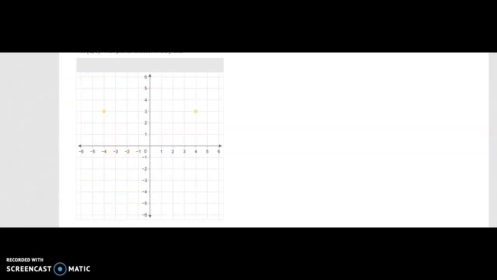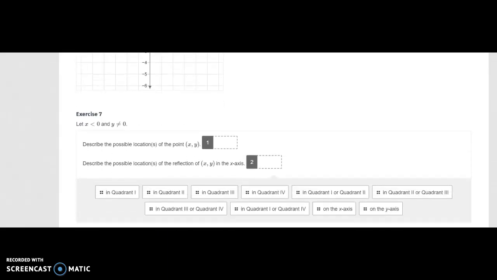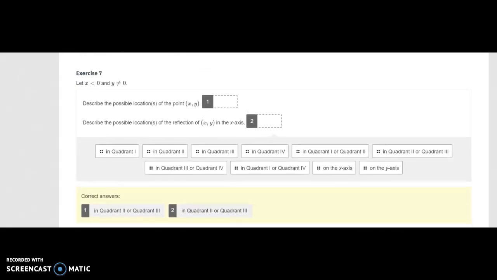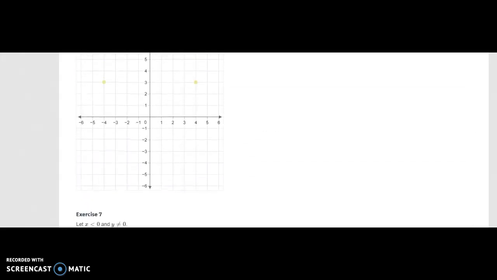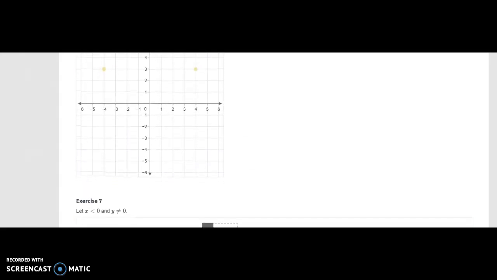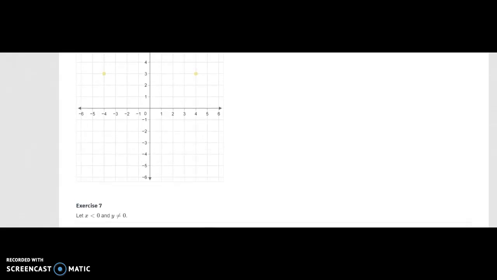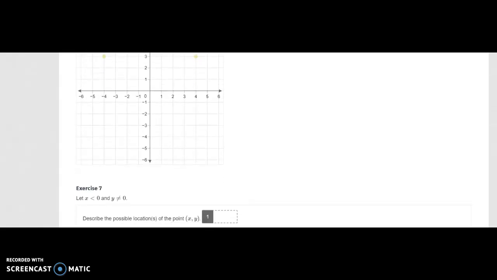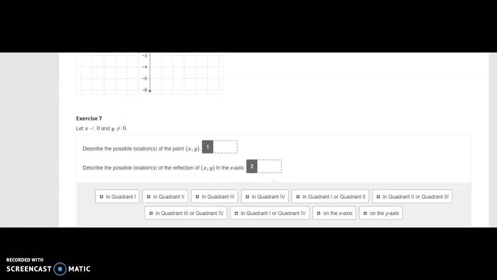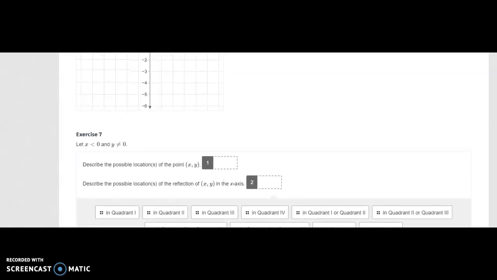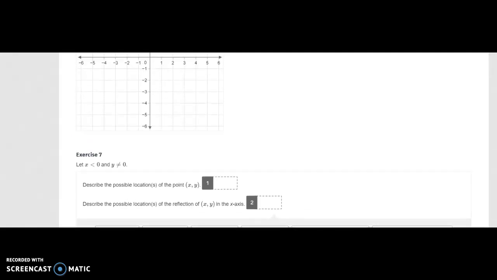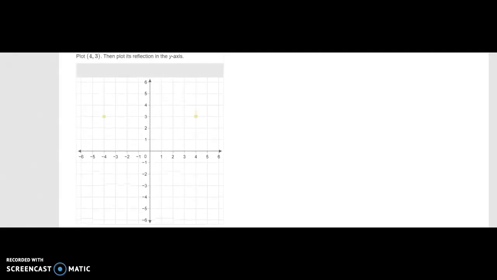And y is not equal to 0. So the first one, it could be quadrant 2 or 3. It could be either in this one or this one. And then the second one is describe the possible locations of the reflection of the (x, y) in the x-axis. So if y is not 0, then it can't be over here. It has to be in one of these two. So it's still going to be the same thing. It's going to be either 2 or 3. Ta-da! Done. Okay.